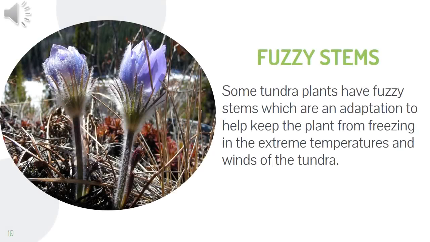Another unique adaptation of tundra plants is that some of the tundra plants have fuzzy stems, which are an adaptation to help keep the plant from freezing in the extreme temperatures and the winds of the tundra.